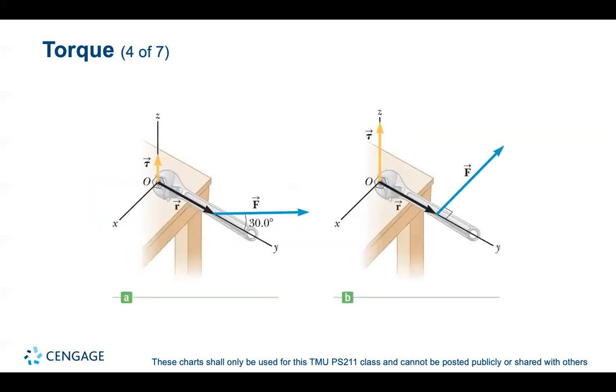So in this figure, as the angle between the position vector and force vector increases in parts A and B, the torque exerted by the wrench increases. This figure illustrates how the magnitude of the torque exerted by a wrench increases as the angle between the position vector and the force vector increases, up to 90 degrees, where the torque is a maximum.